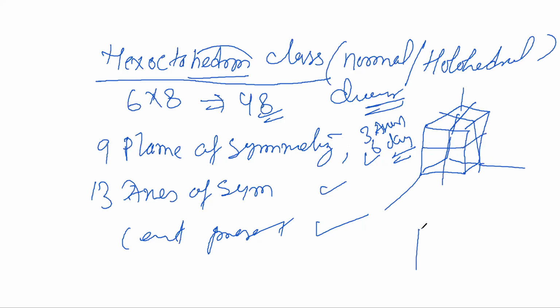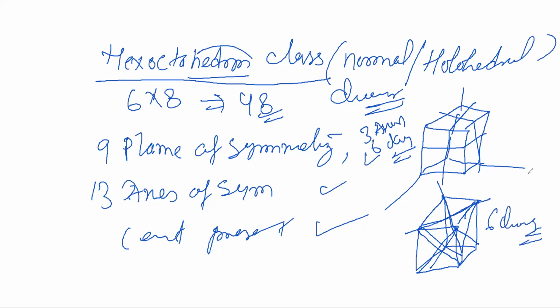And if we see the diagonals: one diagonal, 2 diagonals, 3 diagonals, 4 diagonals, 5 diagonals, 6 diagonals. Getting my point or not? One this plane, another one this plane. 2 diagonals are towards top and bottom, 2 diagonals are from left and right, and 2 diagonals are from front and back. So there are total 6 diagonals like this. Getting my point or not?